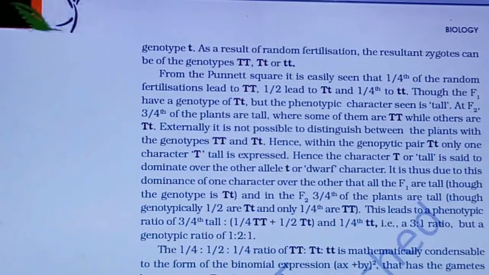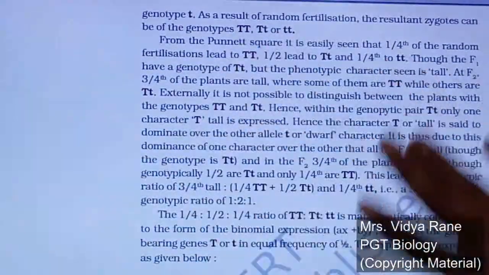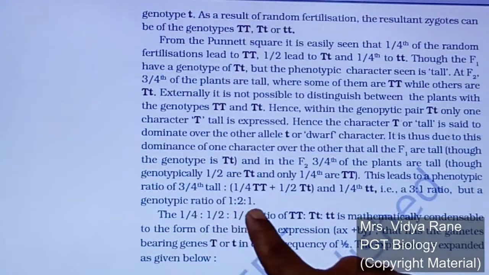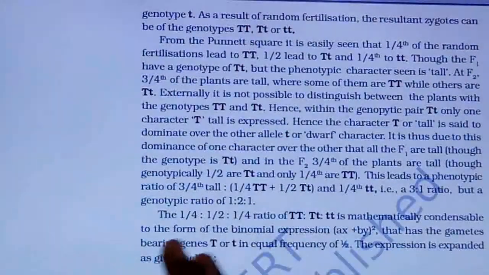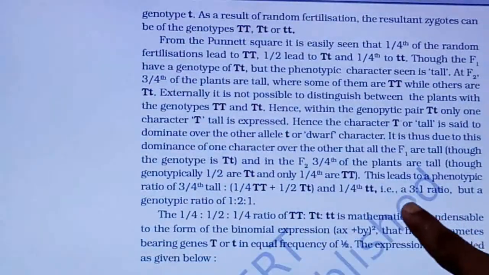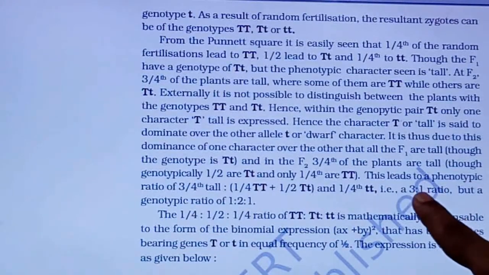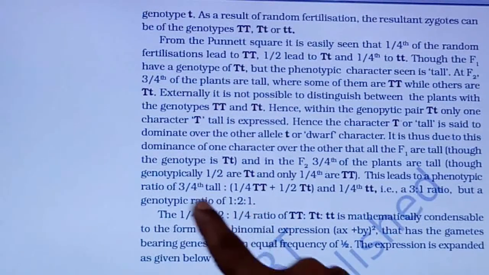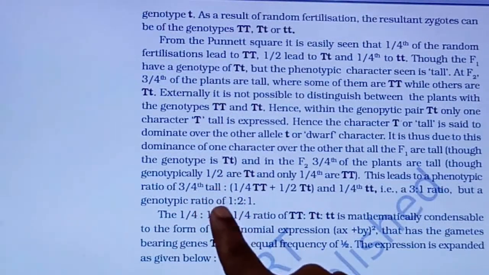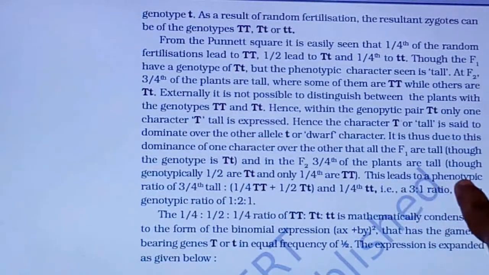On page number 74, you can see that the explanation is given about how the 1:2:1 ratio and the 3:1 ratio have come. That is how the 3:1 ratio, the phenotypic ratio, has come, and this same ratio appears as the 1:2:1 genotypic ratio. So you should know the terms. Phenotypic ratio means what, right? And genotypic ratio means what? So this will be asked for 1 mark.